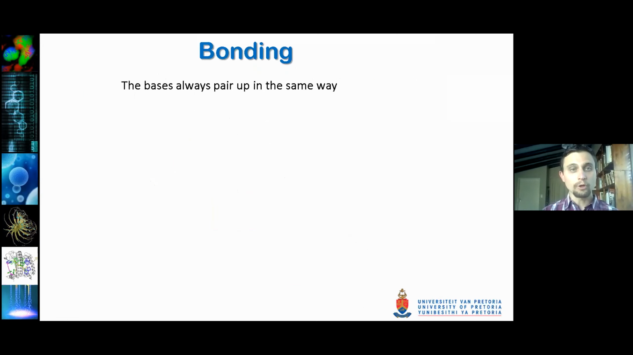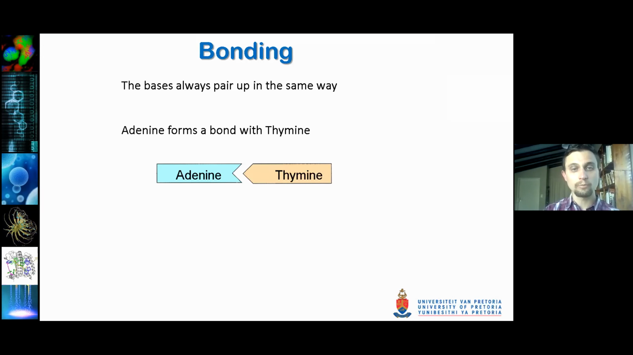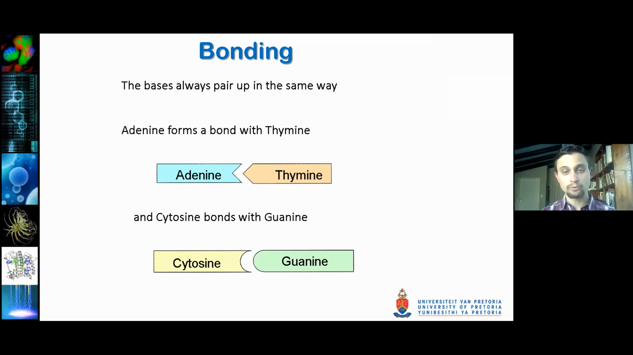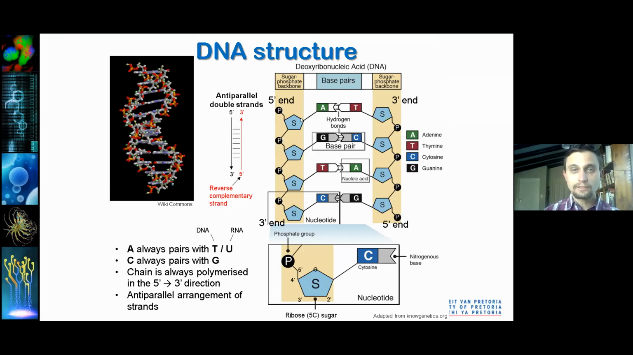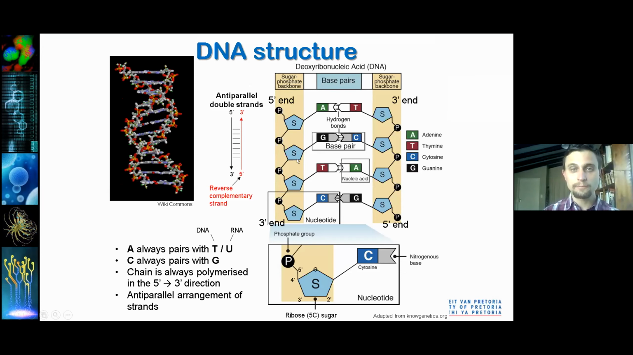Okay, how does the bonding work? So these bases always pair up in the same way. Adenine always bonds with thymine, and cytosine always bonds with guanine. So if you have adenine on the one side and cytosine on the other side, you know what nucleotides are going to bind on the other side, because this is always the same. Okay, so you can see again the sugar phosphate backbone.